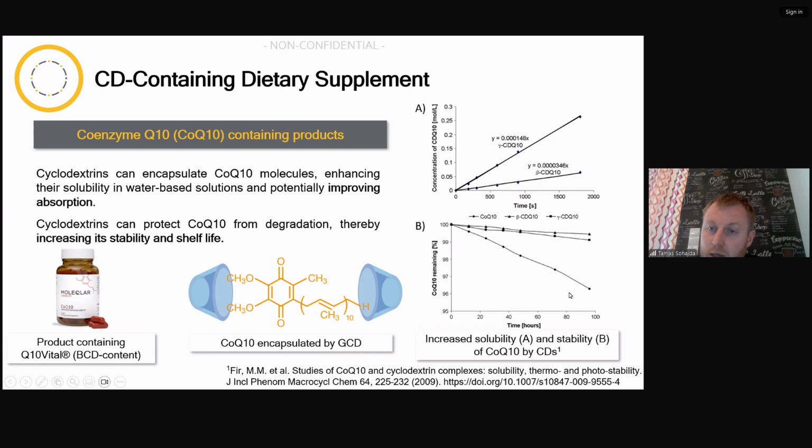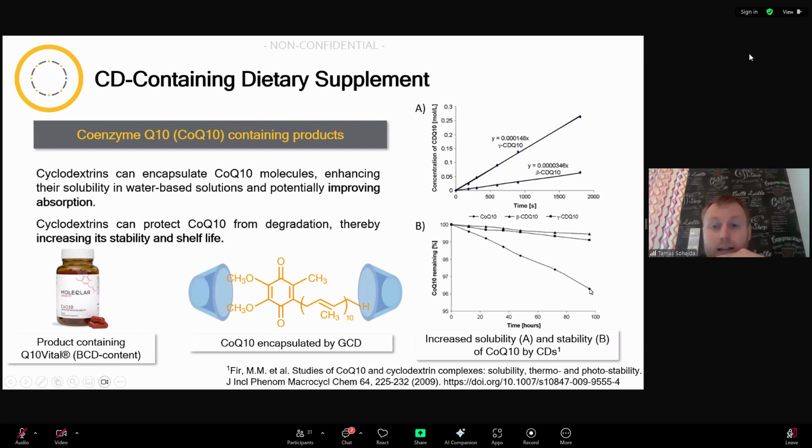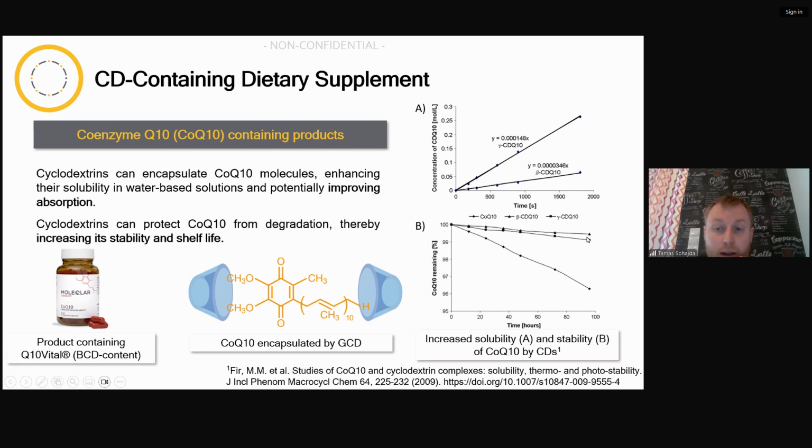And on slide B, you can see how much a cyclodextrin complex can improve the stability. Without the cyclodextrin, you can see how quickly the active degrades, whereas in a cyclodextrin complex, it can be stabilized pretty much.